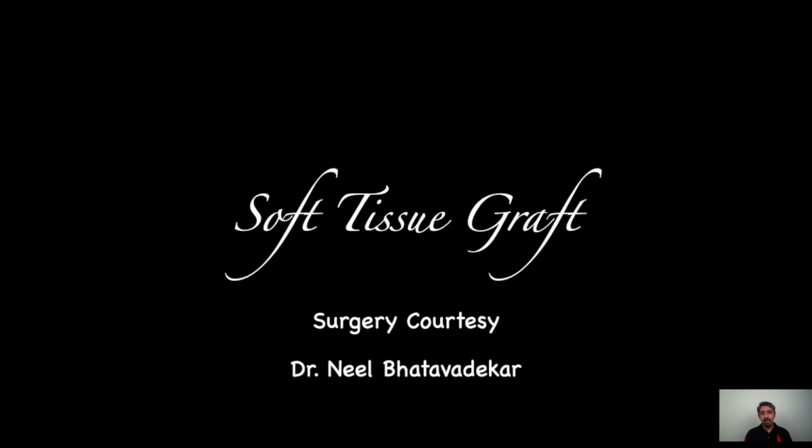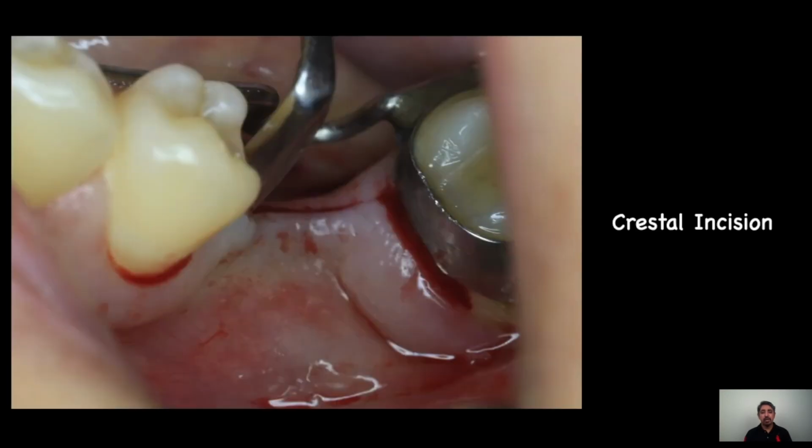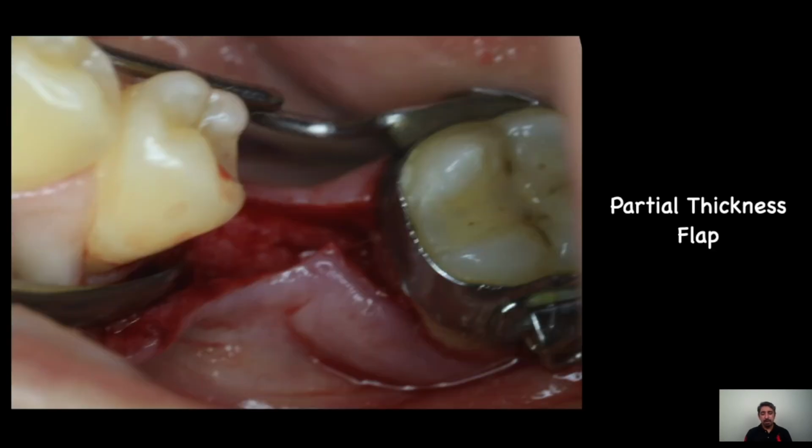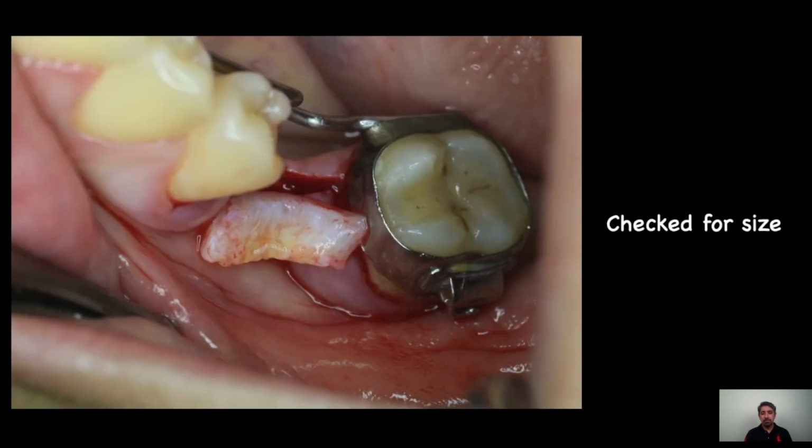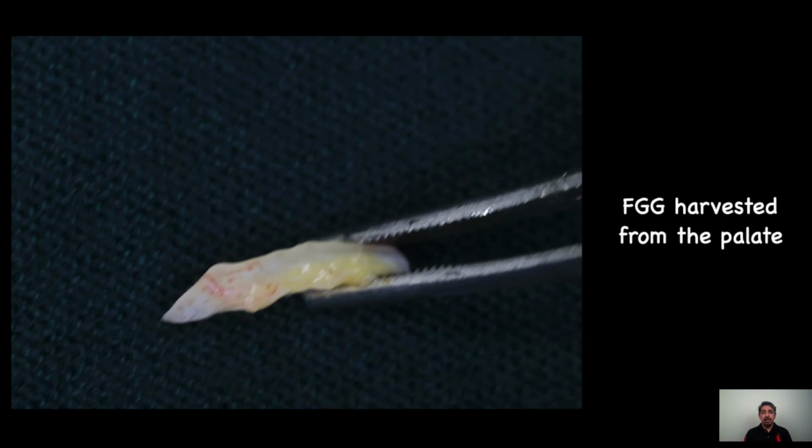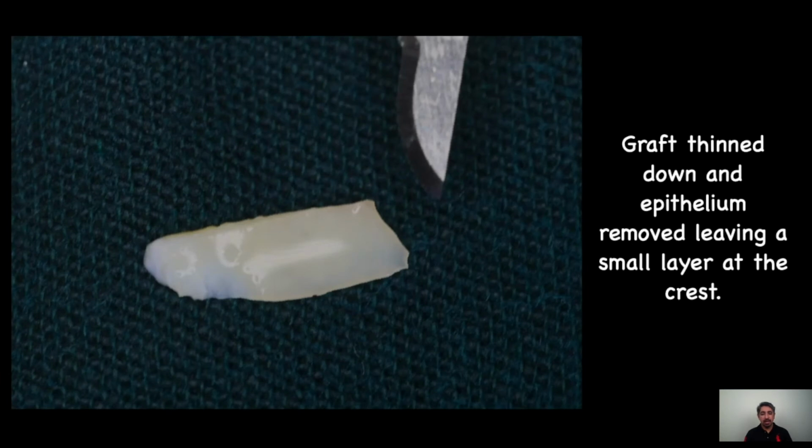So the first step, the soft tissue graft procedure, was carried out by Dr. Neil Bhattavdekar, and this is how we went about doing it. A crestal incision was given and we raised a partial thickness flap. A free gingival graft was harvested from the palate and checked for its size at the recipient site. Once the free gingival graft was harvested, the epithelium was thinned down and eliminated, leaving just a little thin layer of the epithelium on the crestal part.